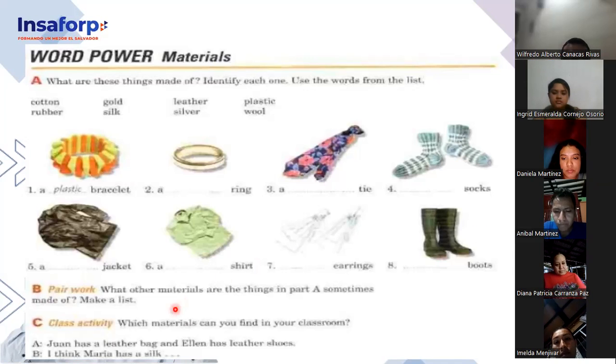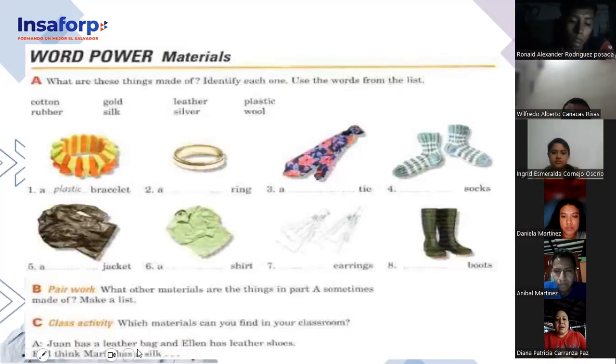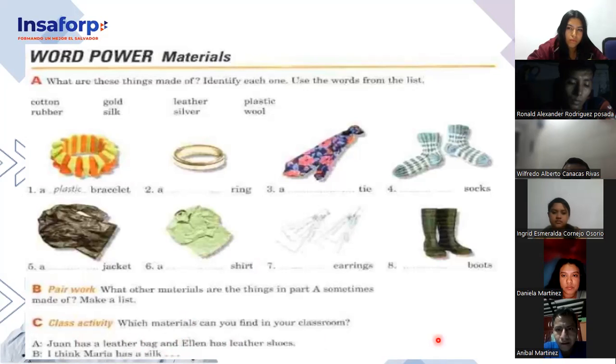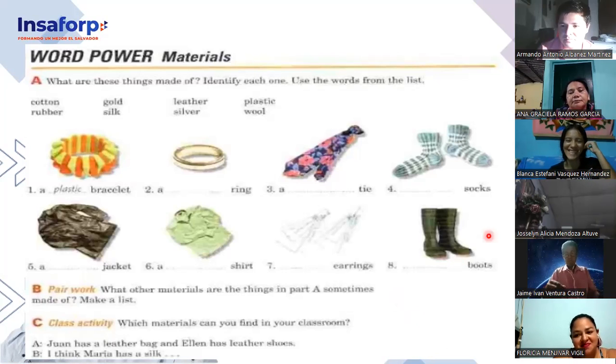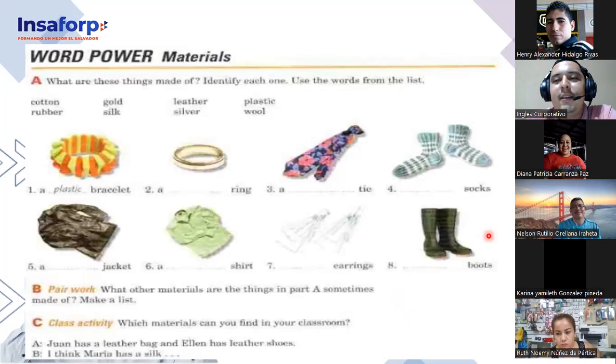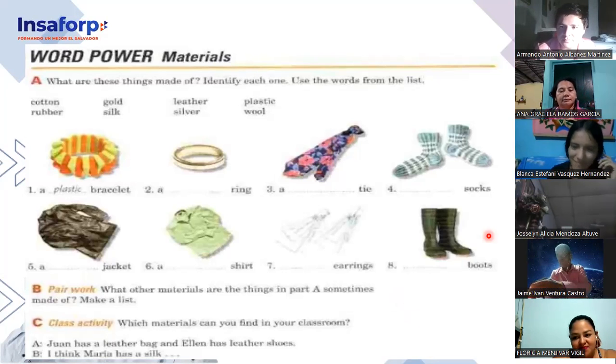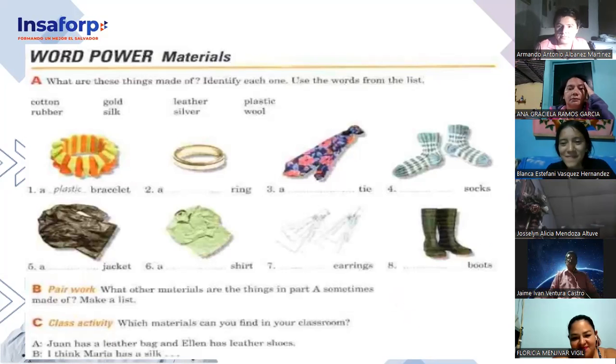Diana, would you like to help us? We want more examples. Nelson has a cotton shirt. Okay. Thank you. And Flor has a gold ring. A gold ring. Okay, Flor has a gold ring. Thank you.